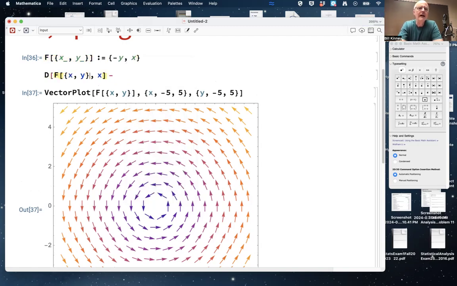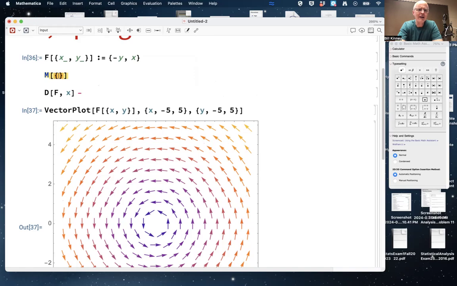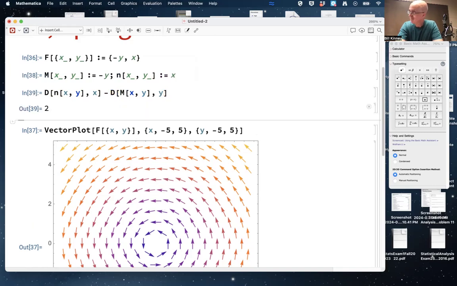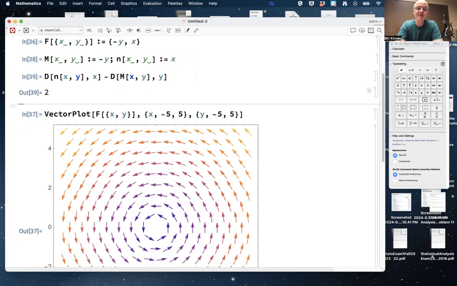No, that's not going to work. Okay, let's use an m and an n. M of xy here. The first component is negative y. N of xy, can't use a capital N, is the second component, that's x. The derivative of the second component n with respect to the first variable minus the derivative of the first component m with respect to the second variable, that is the curl, and it's positive, constant.